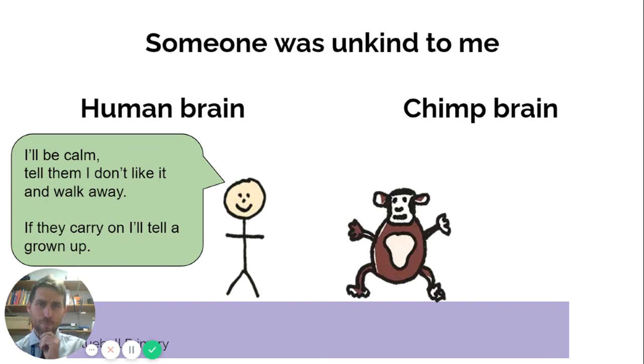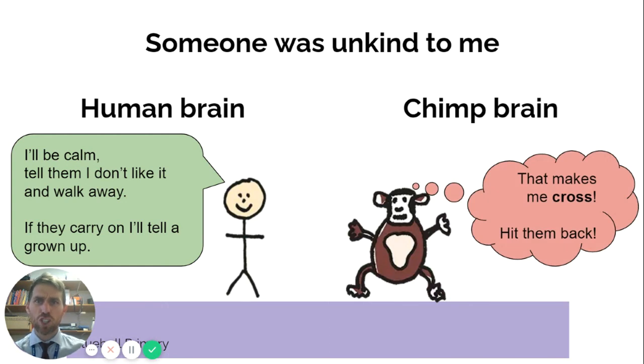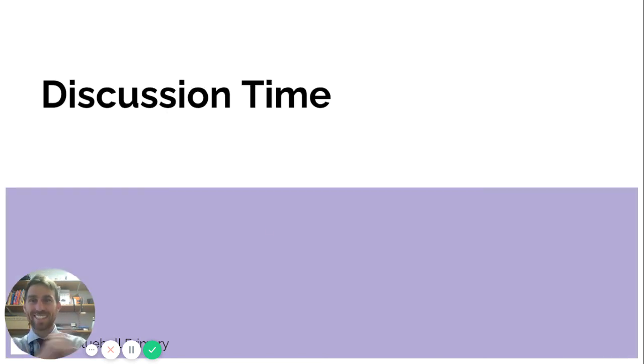What might the chimp brain do in this situation? That makes me cross. Hit them back. That's just a chimp brain telling the person to do that. It doesn't always have to react to what chimp brain says. I really shouldn't have put that in there, should I? That's a bad choice.